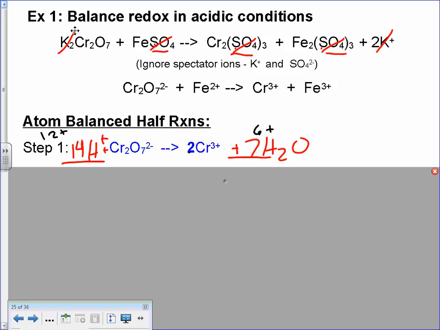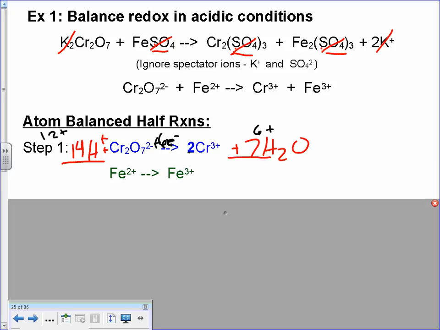So I am dealing with electrons here. So I need to add electrons to one side to make the net charges equal to each other. So am I going to add electrons to the 12 plus side or to the 6 plus side? 12 plus, because I can bring 12 plus down to 6 plus by adding how many electrons over here? 6. So add 6 electrons. I don't have enough space for myself, but there you go. So on the reactant side, you have 14 H plus, dichromate, plus 6 electrons yields 2 chromium 3 pluses and 7 waters. That's that half reaction. Done. Next half reaction is what?